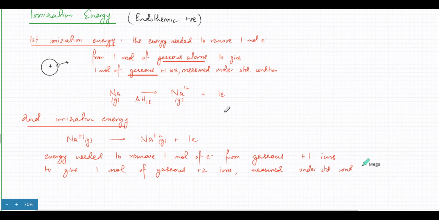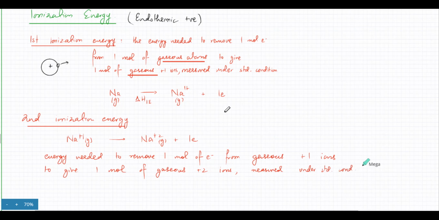So measured under standard conditions. That's the definition. It's the same definition, except that your starting point is different now. You've already removed the first electron, now you're trying to remove the second electron. A lot of people make the mistake of thinking the second ionization energy is when you remove 2 electrons together. You're still removing just 1 electron, except that the first has already been removed.